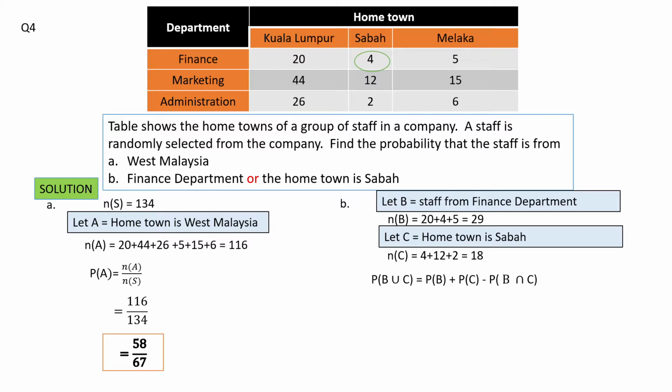So probability B union C equals probability B plus probability C minus probability B intersect C. So probability B will be the number of event B, that is 29 over 134, plus probability C, that will be 18 over 134, minus the intersection between B and C, that means staff from the finance department and Sabah, we have 4 of them. So 4 over 134. Simplify to get the answer.